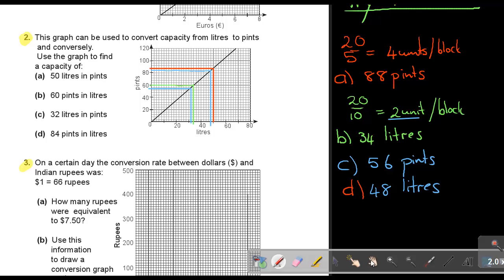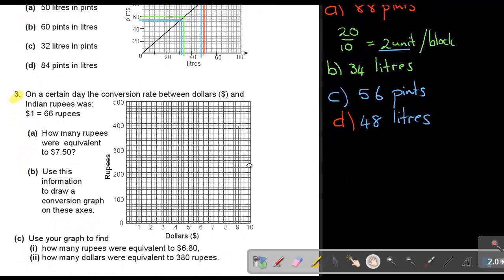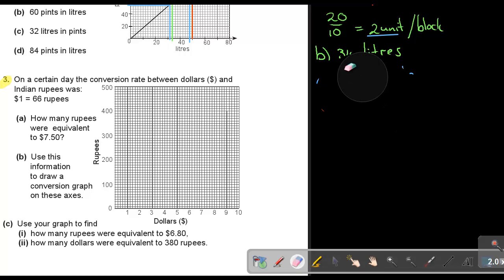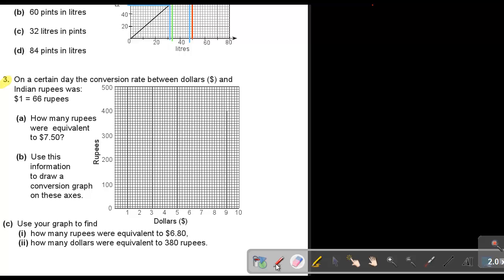Okay. If I look at the next one, I'm just going to make nice space so that you can see this graph. So on a certain day, the conversion rate between dollars and Indian rupees was $1 is equal to 66 rupees. How many rupees? Now again, I can use my direct proportion. So let's do that. That's number 3. Remember, $1 equals 66 rupees. How many were equivalent to $7?